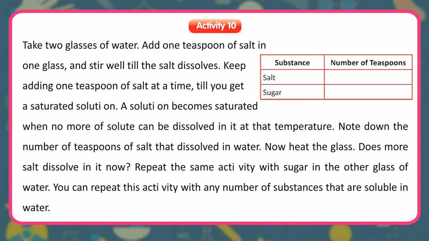Activity. Take 2 glasses of water. Add 1 teaspoon of salt in 1 glass, and stir well till the salt dissolves. Keep adding 1 teaspoon of salt at a time, till you get a saturated solution. A solution becomes saturated when no more of solute can be dissolved in it at that temperature. Note down the number of teaspoons of salt that dissolved in water. Now heat the glass. Does more salt dissolve in it now? Repeat the same activity with sugar in the other glass of water. You can repeat this activity with any number of substances that are soluble in water.